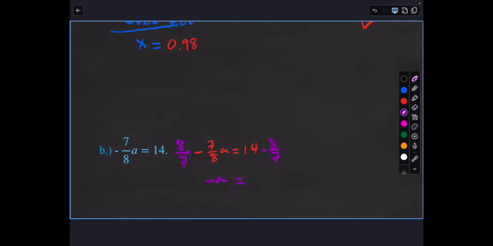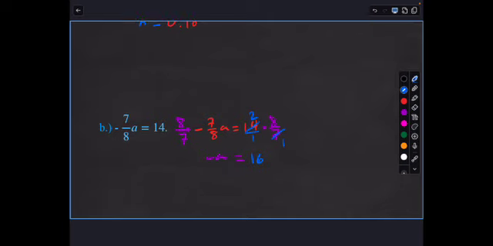But remember that we can simplify. What's 14 divided by 7? That gives us 2, so this would be a 2 on top and a 1 on bottom. 2 times 8 is 16. So negative a equals 16. If negative a is 16, then what is positive a? Negative 16.